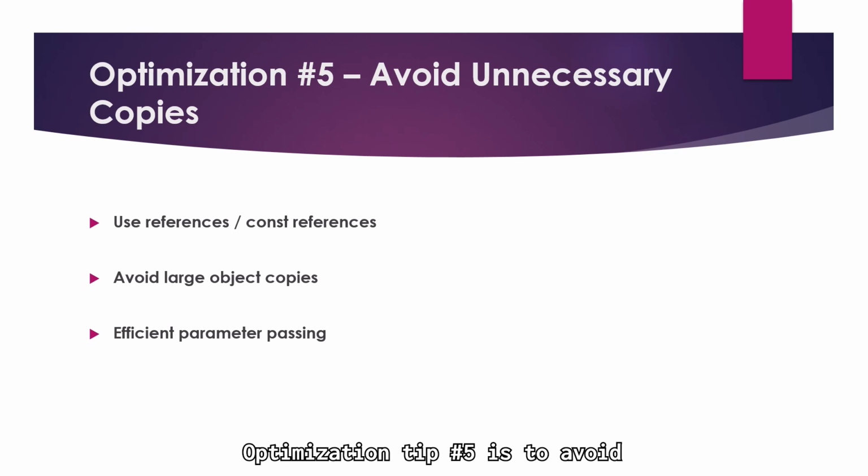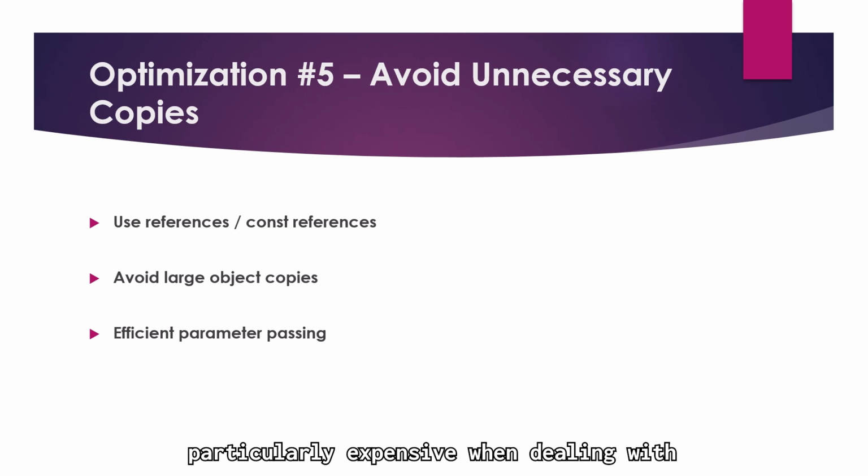Optimization tip number 5 is to avoid unnecessary copies. Passing large objects by value or copying them unnecessarily can severely degrade performance. Instead, always prefer passing objects by reference. And if you are not going to modify the object, pass it as a const reference. This ensures that you don't copy the object, which can be particularly expensive when dealing with large data structures.